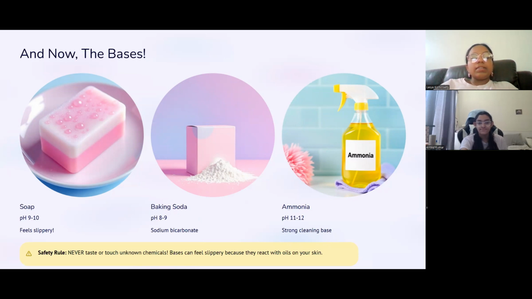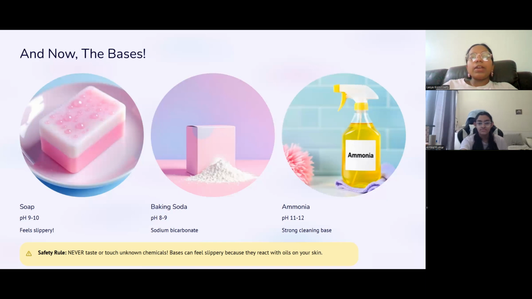Since it has a high pH, it just shows us that it's a base. So in the pH scale, the lower you are, it's highly likely it's an acid, and the higher you are, it's highly likely that it's a base. And then we have the baking soda, which has a pH of 8 to 9. And it's known as sodium bicarbonate.